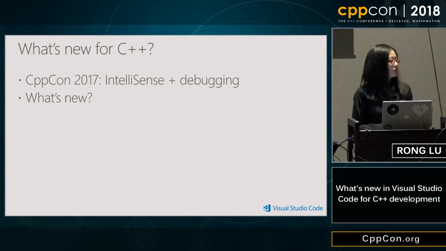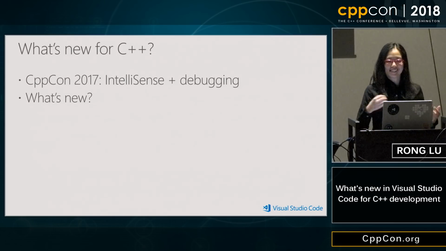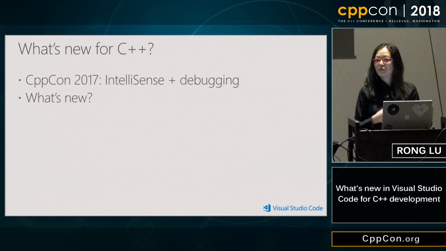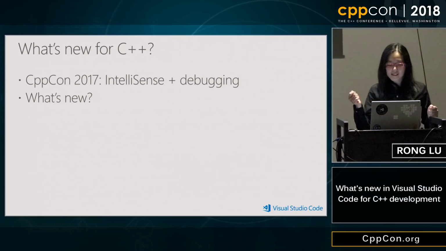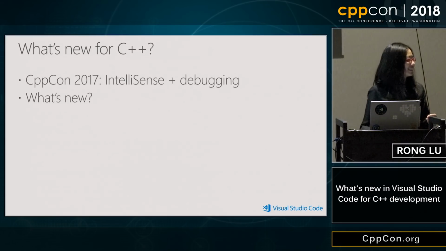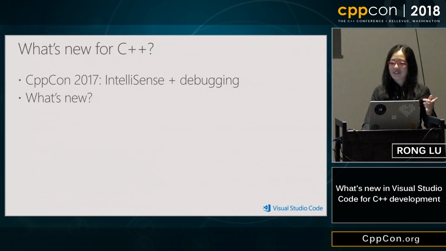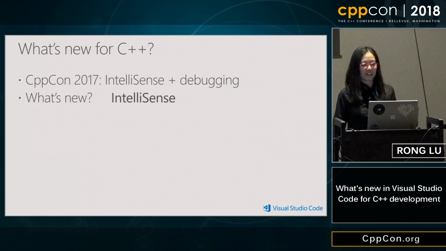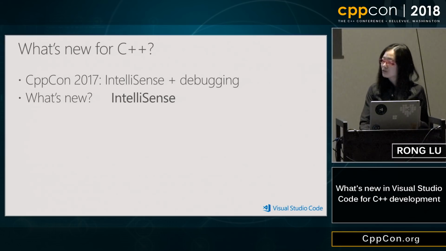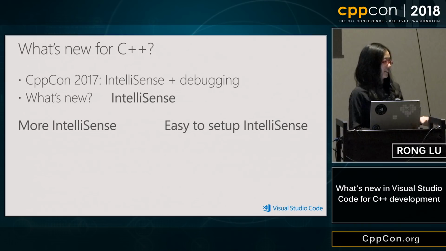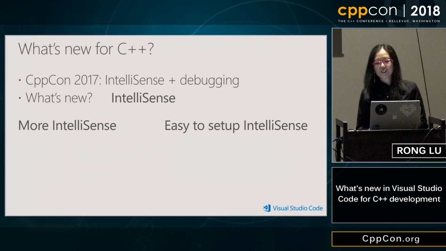And what could possibly be new, since we already provided IntelliSense and debugging and code browsing, code formatting, all those features a year ago. But one word we heard consistently from our survey and customer feedback was IntelliSense. So what does that mean? If we summarize using two phrases, it was more IntelliSense features and easier to set up IntelliSense. So those have been the two focus areas for the team in the past year.